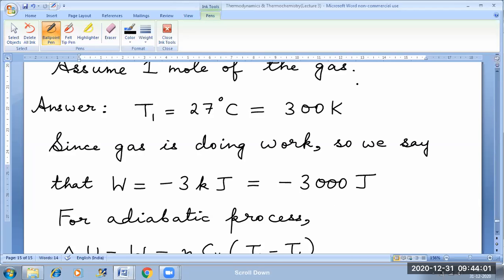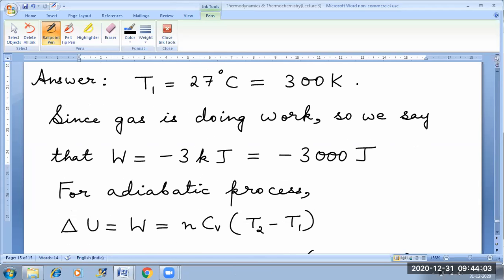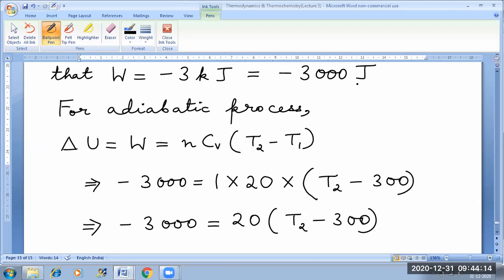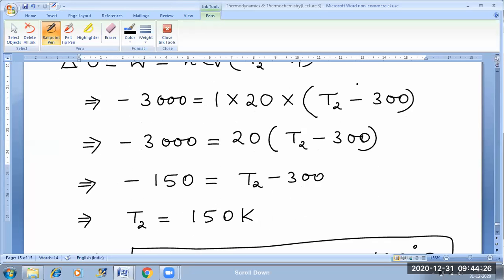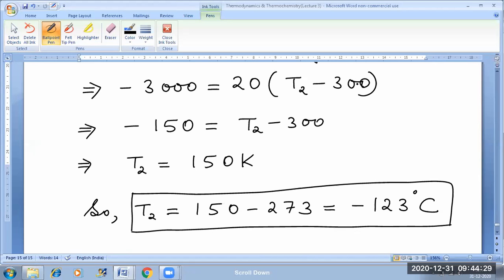For adiabatic process, delta U is equal to W is equal to nCv (T2 minus T1), because delta U is equal to nCv (T2 minus T1). W is given as minus 3000. So substitute the values. n is given as 1 mole. Cv is given in the question as 20. T2 is unknown. T1 is given as 27 degrees Celsius, so I've taken 300 Kelvin. On solving this, the value of T2 will be in Kelvin. So T2 comes out to be 150 Kelvin.